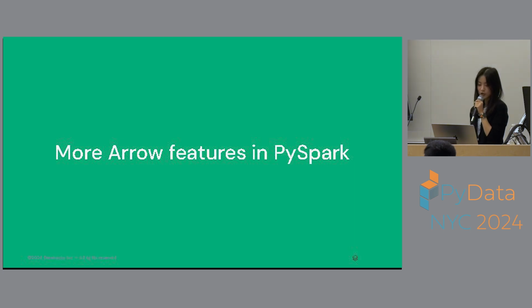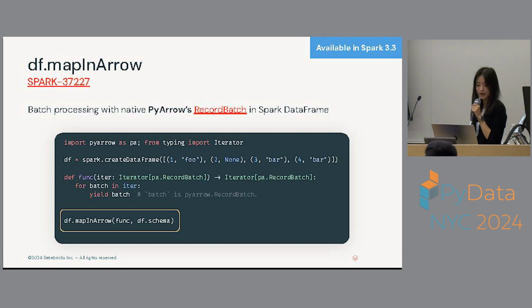Okay, so UDFs are not the only feature in Spark that leverages Apache Arrow, right? So now let's explore more features where Arrow is used in PySpark. Okay, so the first feature I want to cover is mapInArrow. This is a newly introduced feature in Spark 3.3.